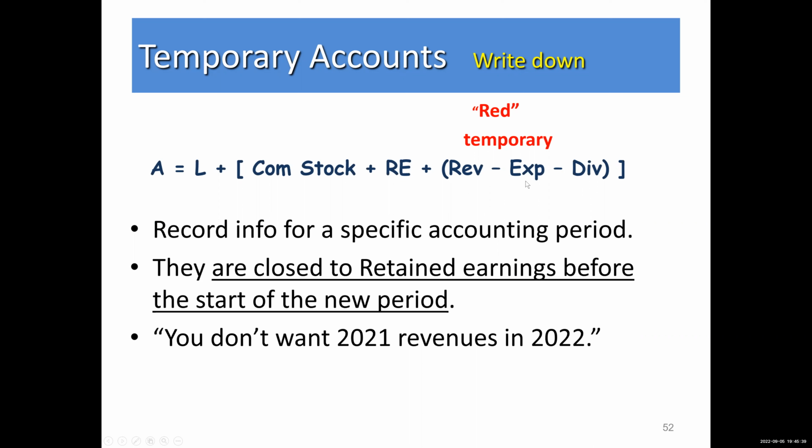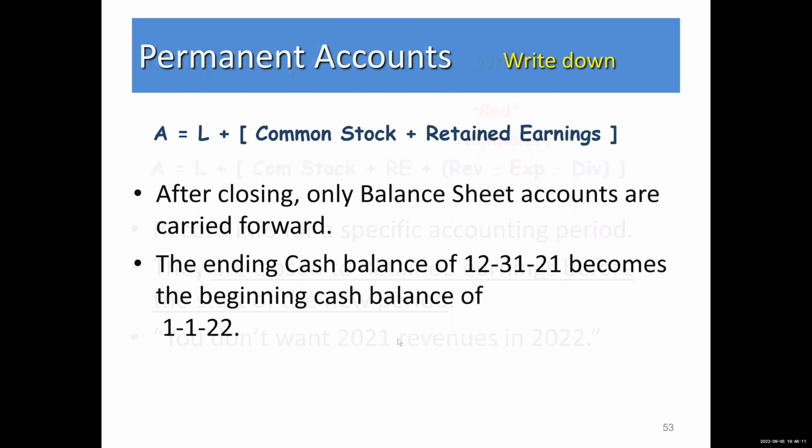We don't want 2021 expenses in 2022, so we close them out. And we do the same thing for dividends. And when we close them out, we close them to retained earnings. So then in 2022, all our revenues will have 0 balances. All of our expenses will have 0 balances, and dividends will be 0, right? Because we're starting over a new period. And what's left? Let me write this down. Your balance sheet accounts, which are the permanent accounts.